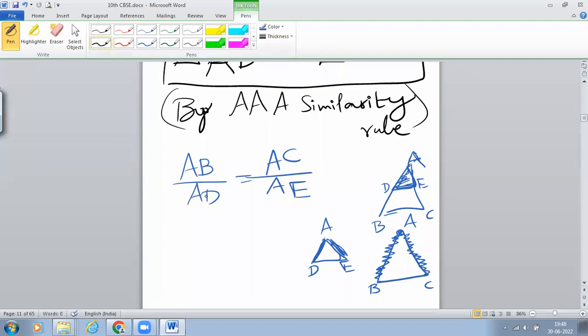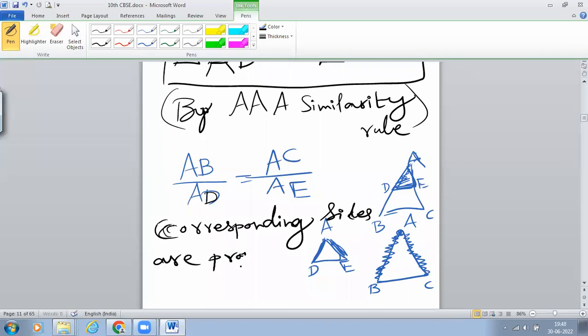This you have to write: AB by AD is equal to AC by AE. In brackets you have to write: when two triangles are similar, we can always say corresponding sides are proportional. For similar triangles, corresponding sides are proportional. We know that property. Please write it in the bracket. Finished? Good.